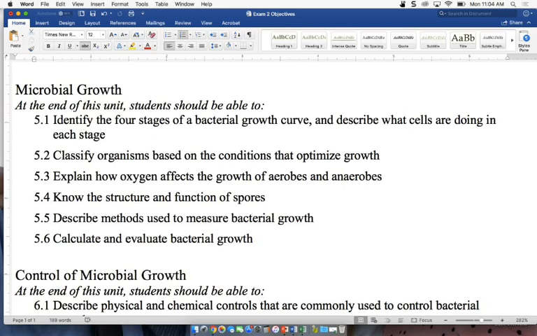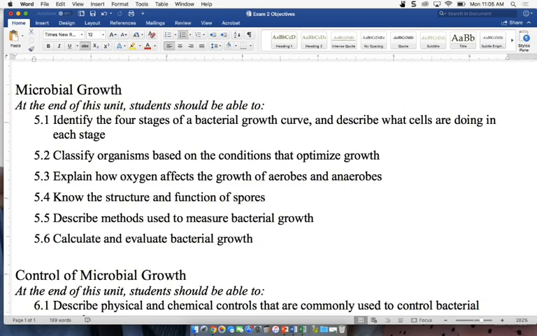Second, classify the organisms based on optimal growth conditions. This is kind of the majority of what we have done with this section. So, what is the difference between a mesophile and a thermophile and a hyperthermophile, so on and so forth. Same thing with salt concentrations and pH concentrations.